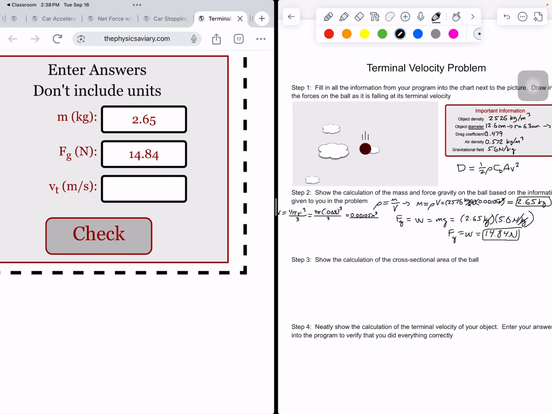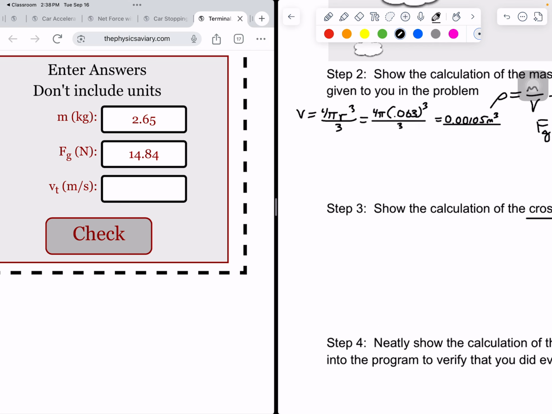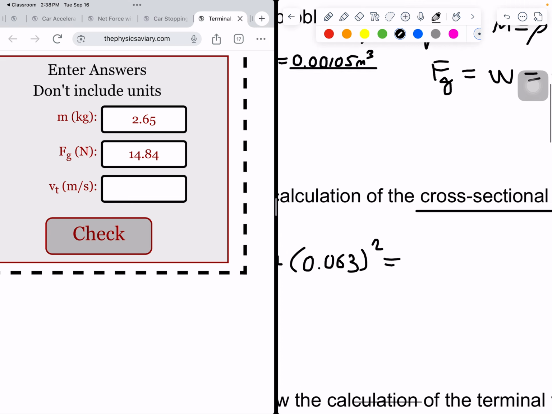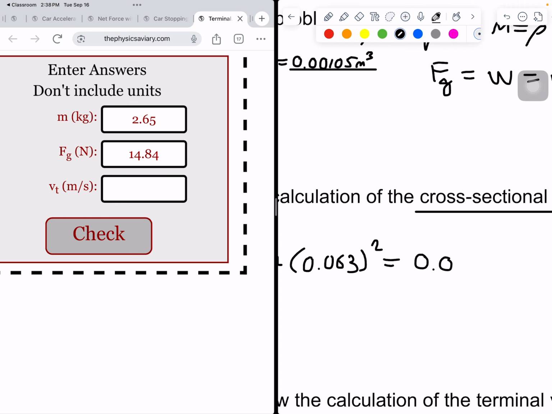So show the calculation for the cross-sectional area of the ball. Now this is the maximum cross-sectional area of the ball, which would encompass the entire diameter of the ball. The cross-sectional area would of course be a circle, and the area of that would be pi r squared. So that's what we're going to do right now. We're going to go pi times 0.063 squared, and for me, I'm getting a maximum cross-sectional area of 0.0125 square meters.